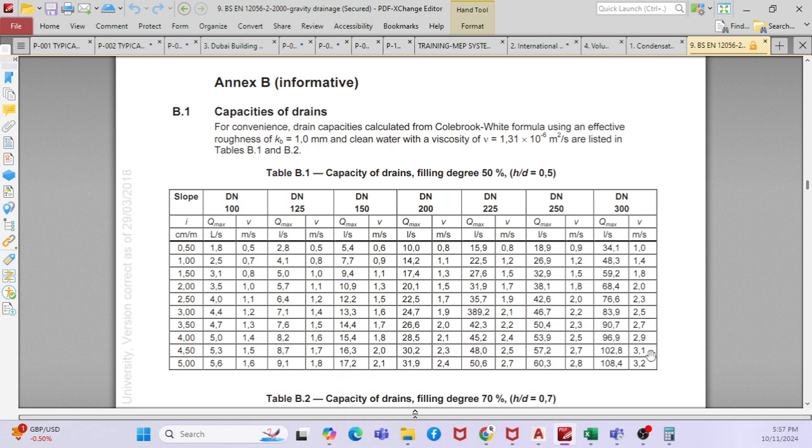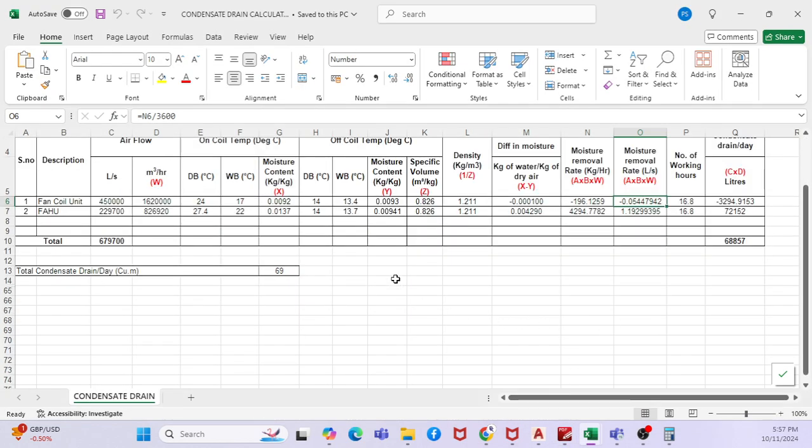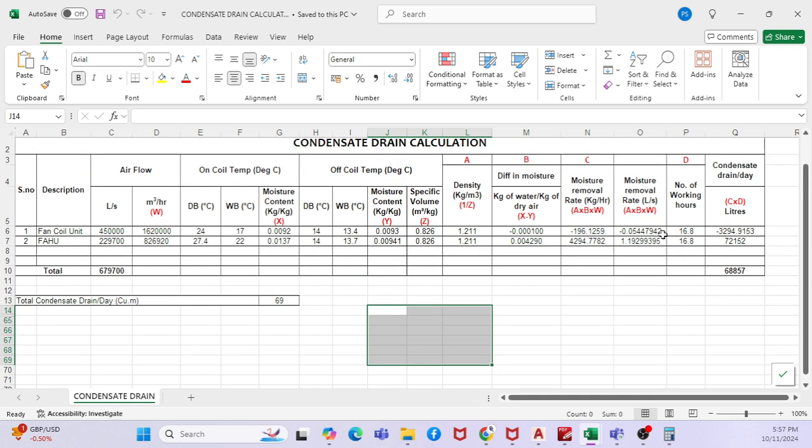Yes, Selva, sir. How to calculate the flow rate? Okay, so sometimes, say for example, I'm going to collect all the condensate water and store it in one tank. What I can do is calculate based on the number of working hours, how much the air conditioning will be working. So how much condensate water I can collect based on average hours.